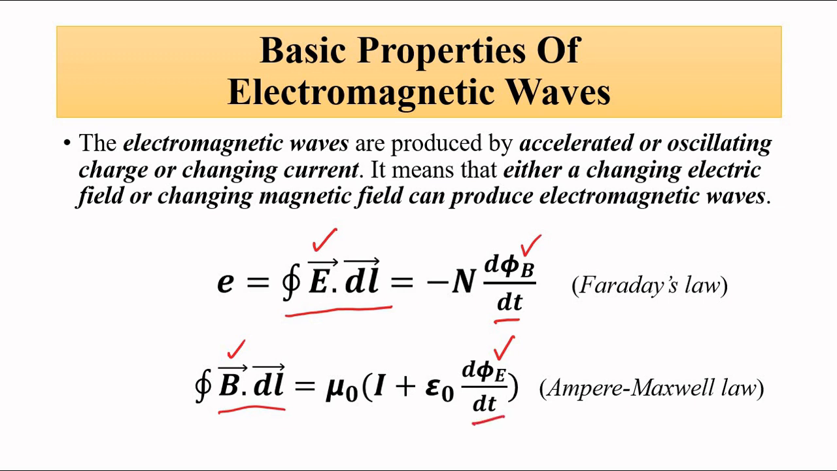So as we have already discussed in the previous video, again I am repeating it here. Whenever there is a change in one of the parameters, electric field or magnetic field, both time varying, it will cause a similar disturbance, a similar change in the other parameter. Change in electric field causes a change in magnetic field. Change in magnetic field causes a change in electric field, and it can come into effect because of accelerated or oscillating charges or variable or changing current. So that is the first fundamental property of electromagnetic waves.